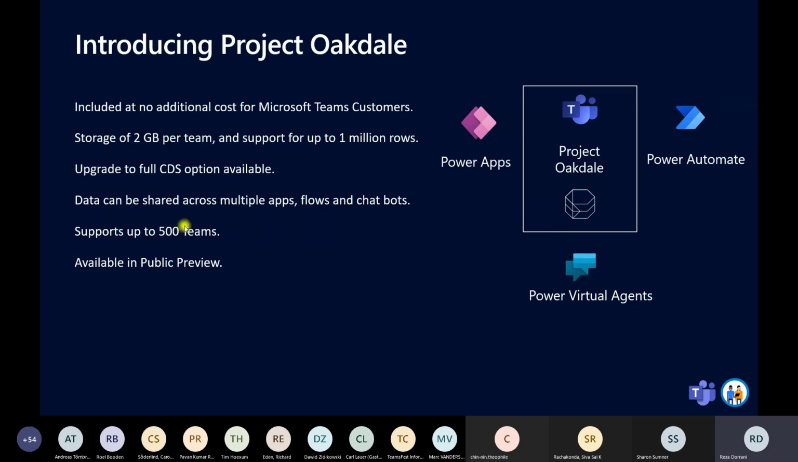Right now, it supports up to 500 teams. So the first 500 teams who start building apps, it starts creating the environment for that Microsoft team. And once the number 500 is hit, after that, you will not be getting the ability to leverage Project Oakdale. So 500 teams have it. And that's the reason why for large organizations, governing this is going to be a key factor.